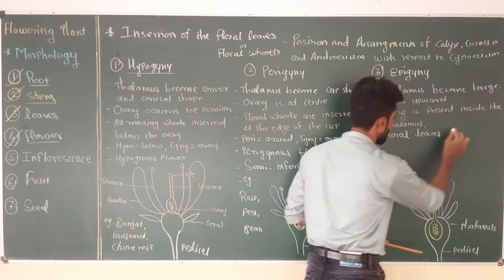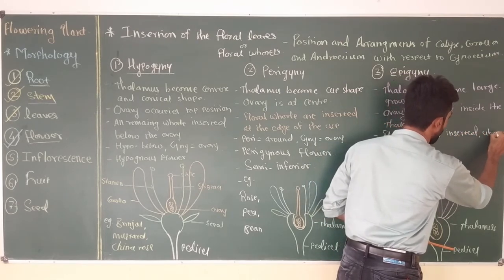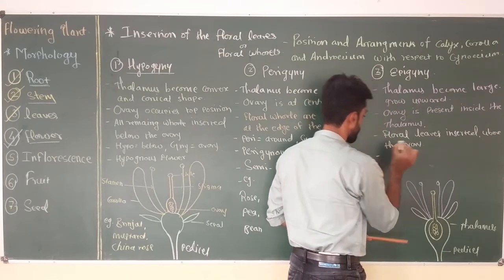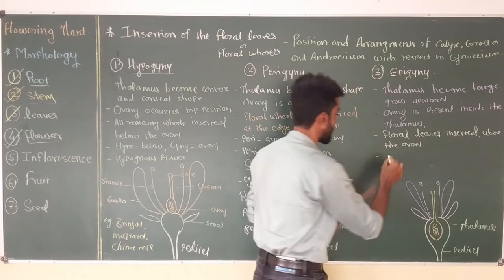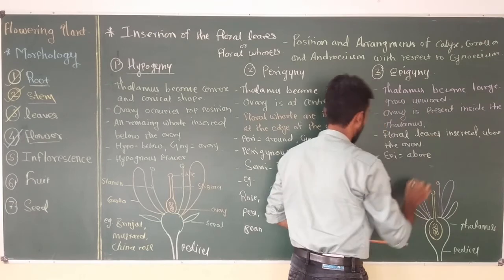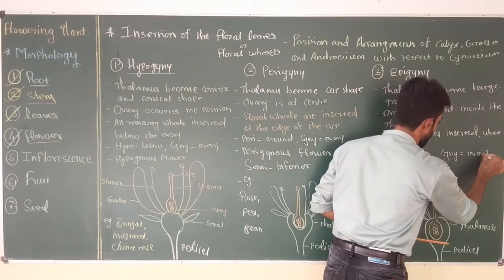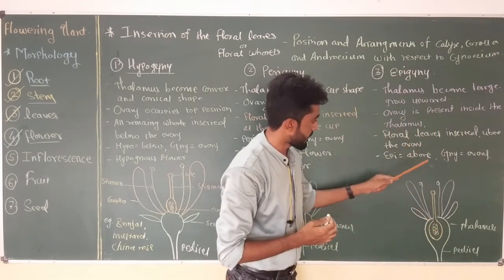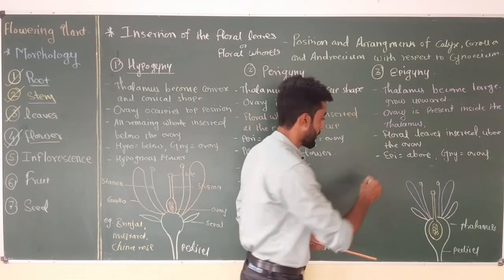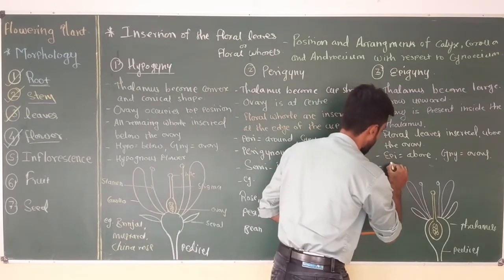Floral leaves inserted above the ovary. So this type of arrangement is called epigyny. Epi means above and gyne means ovary. All other floral whorls are inserted above the ovary. Okay, and the flower which show this type of arrangement is called epigynous flower.